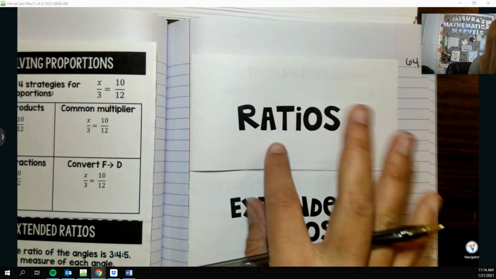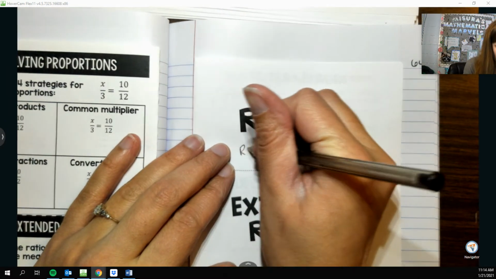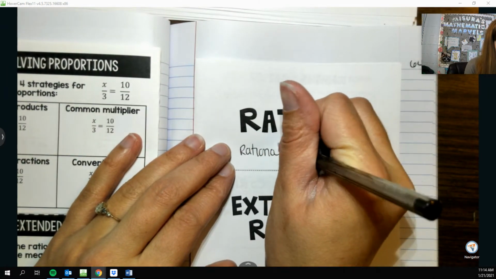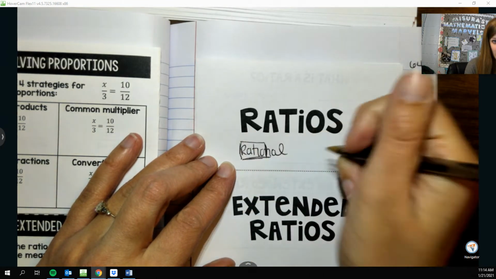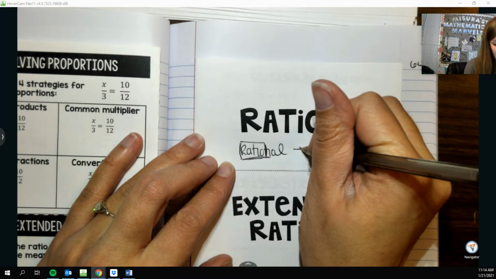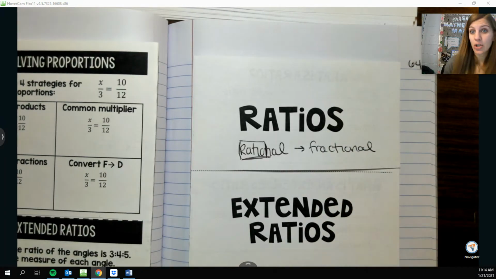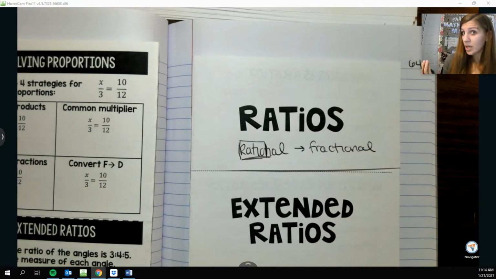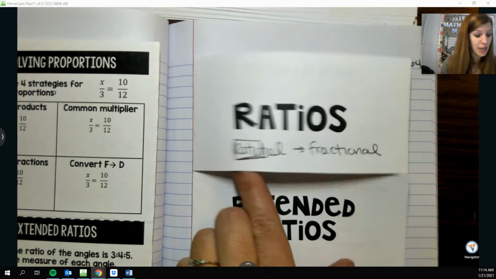Ratio is actually, the word itself is just like a lazy way of saying rational. Because the word's right in it, like ratio, rational. A rational number is just a fractional number. And it could be a whole number, because a fractional number might be 1 over 2, or it could be 2 over 1, which is really just 2. So I can always make a whole number a fractional number by throwing it over 1. But a ratio, just a fraction.